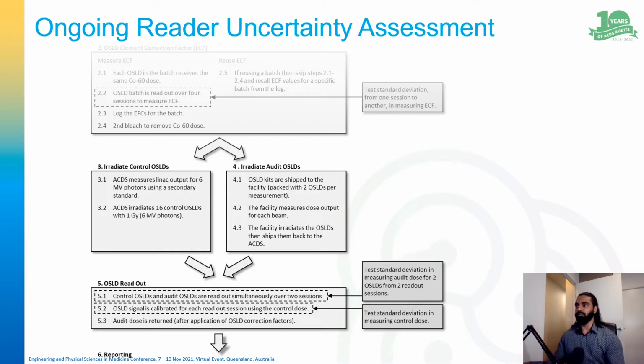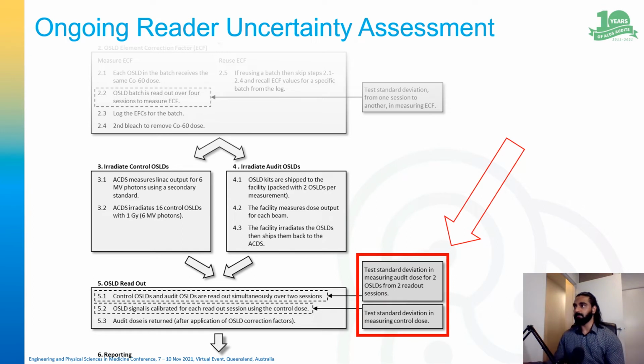And we now have 2 obvious metrics of tracking the reader QC: the standard deviation of the individual audit doses across the pair of dosimeters, and also the standard deviation across the measured control doses, which, as it turns out, is our primary metric of tracking reader uncertainty.